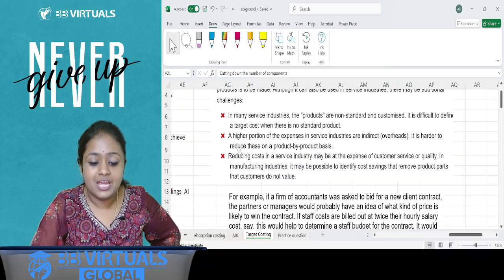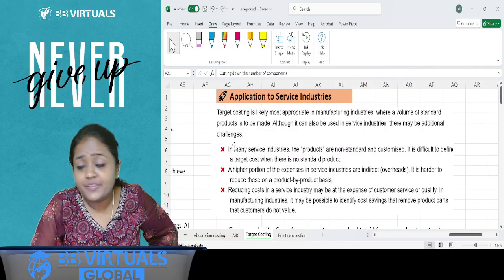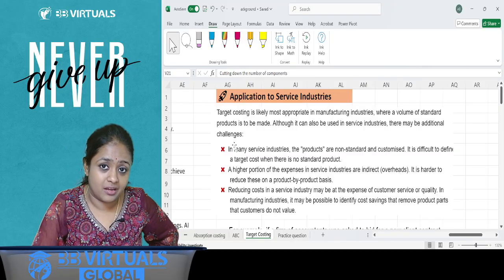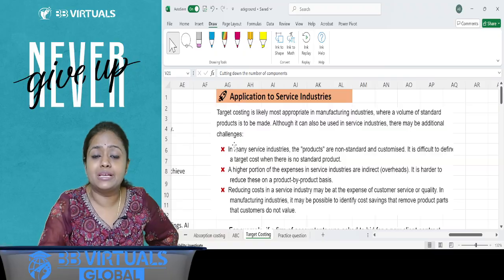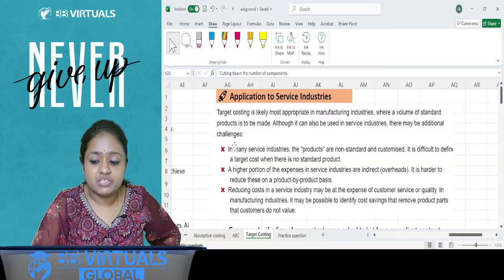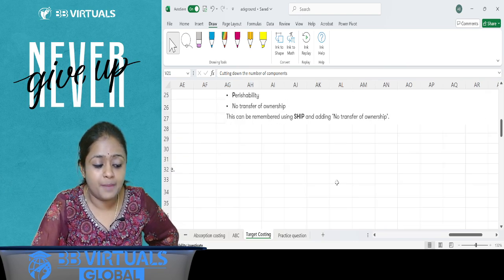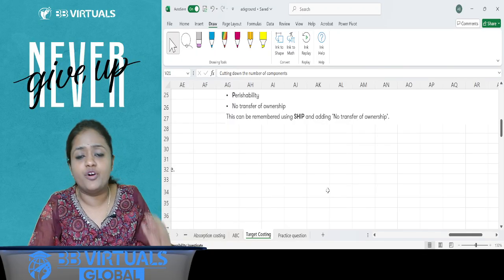So in short, in the service industry, although we can attempt to fix a target costing, it's very, very difficult. So most appropriately, it is applied in manufacturing industries only. Okay, so for manufacturing industries, we have this target costing setup, and it is convenient for us to apply it there.